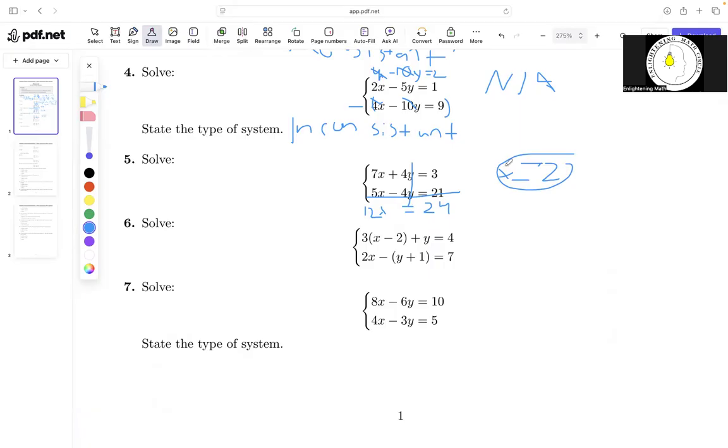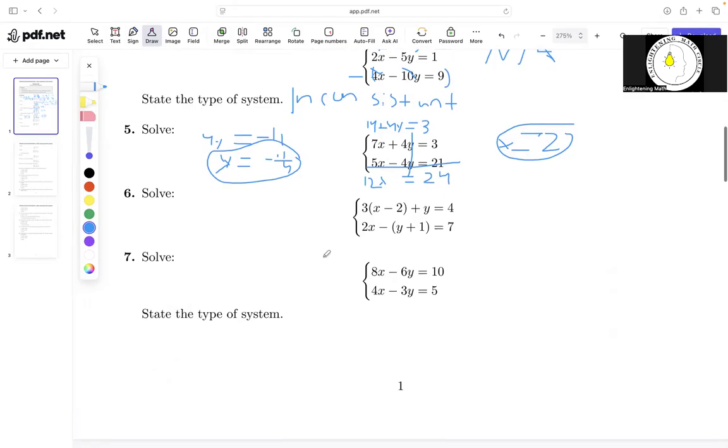And then once again, let's just plug it back in. So 14, because 7x, so 14 plus 4y equals 3. So we can just get rid of that 14 and we get 4y equals negative 11 and y equals negative 11 over 4. So we have our two solutions for this problem. Now on to the next one.